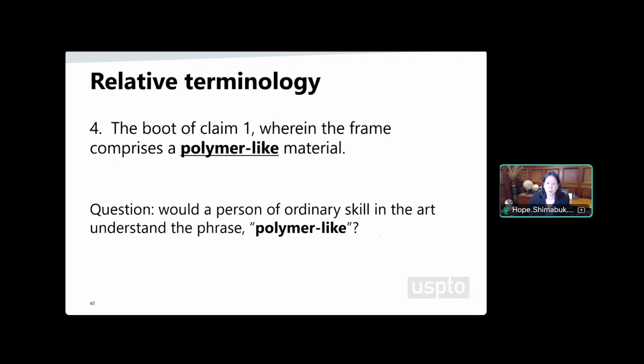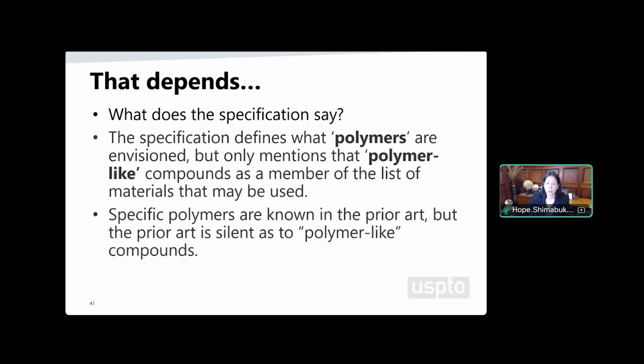So let's go to the second mistake that we often see, and that is relative terminology. Specifically, the claim recites the boot of claim 1, wherein the frame comprises a polymer-like material. So the question that we have to ask ourselves here is, would a person of ordinary skill in the art understand the phrase polymer-like? And so that depends.